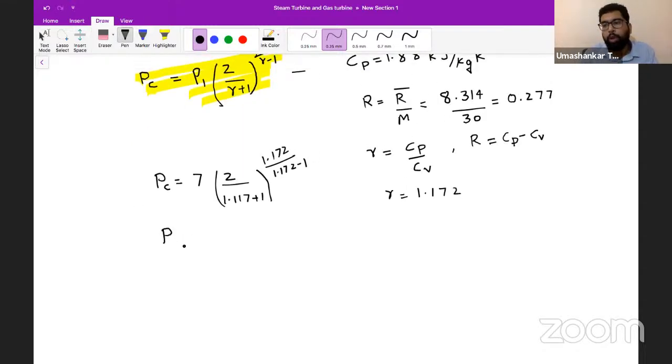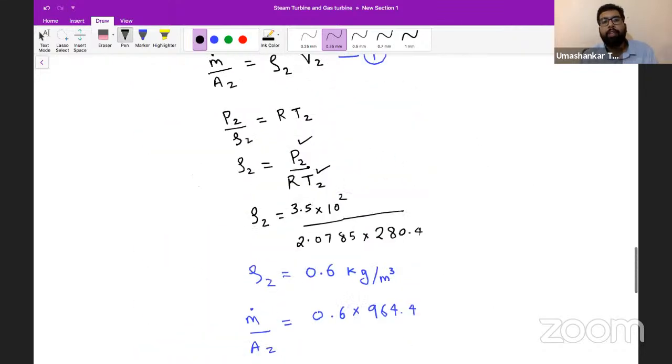Those who are solving this problem with me must understand that this problem is giving you so much concept. Now tell me what is PC. So PC is coming out to be 3.98 bar. Now listen to me very, very carefully, my students.